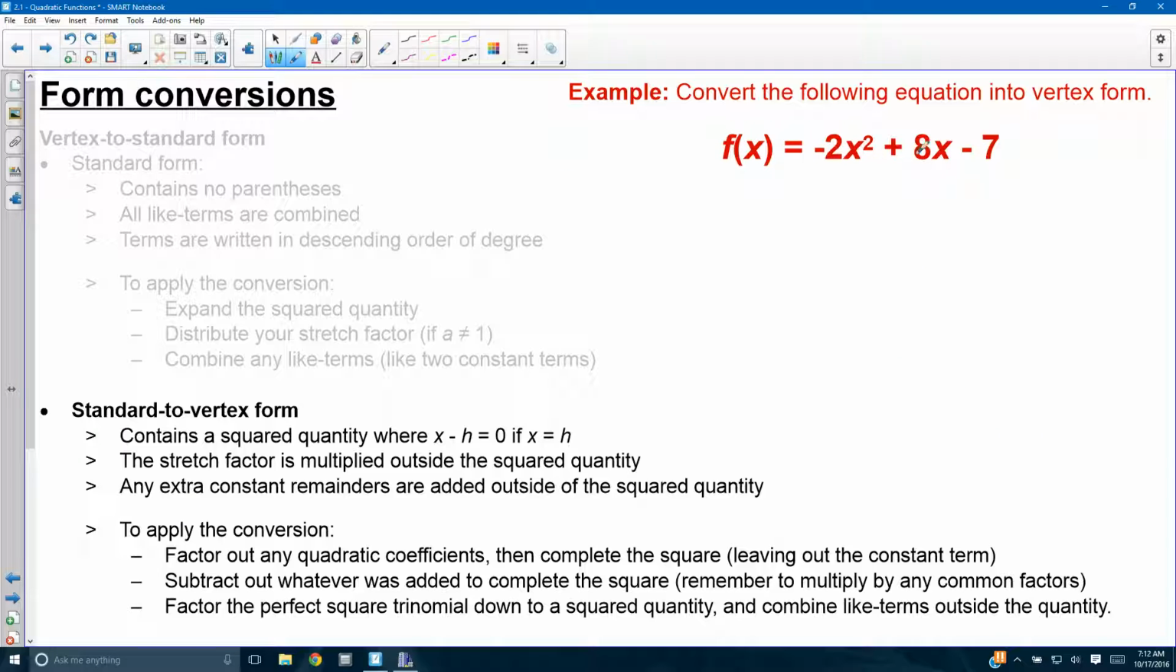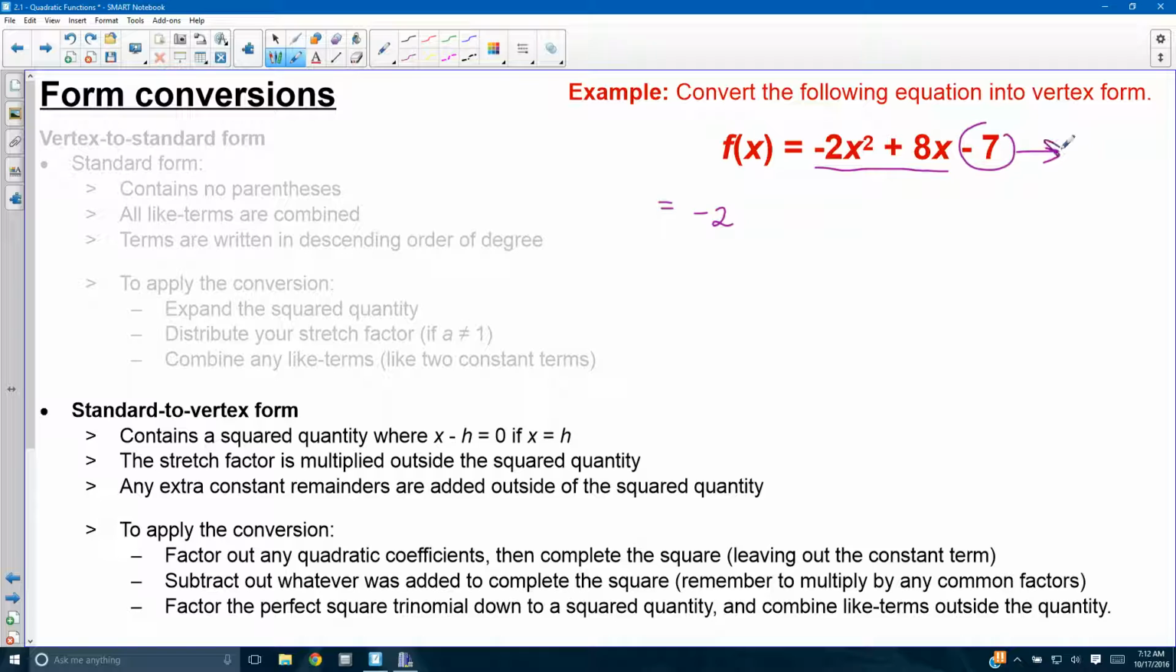Final one, we had this one right here. Let's go ahead and convert this one into vertex form. In order to do this, first thing I have to do is factor out any quadratic coefficients. Now this quadratic coefficient's a negative 2. I'm going to factor it out with just the first two terms here. I am going to leave out the constant term. This guy is going to go off to the side.